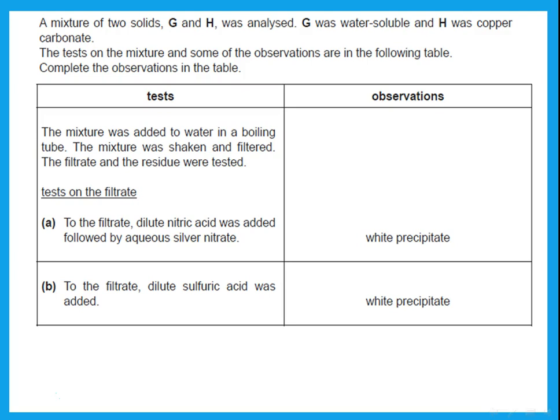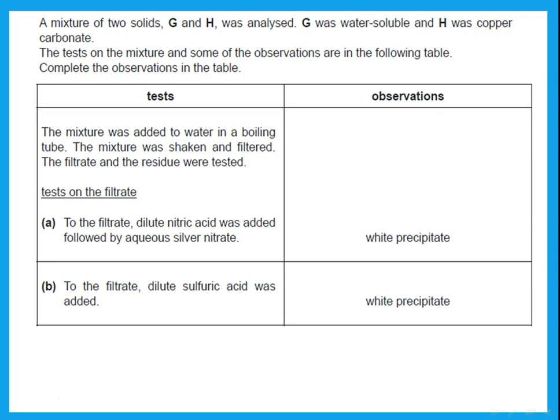A mixture of two solids, G and H, was analyzed. G was water soluble and H was copper carbonate. G is water soluble and he doesn't tell me anything else about it. H was copper carbonate, so H is the residue. The mixture was added to water in a boiling tube and shaken. What is the test on the filtrate? The filtrate is the water soluble one, so the filtrate is G, right?